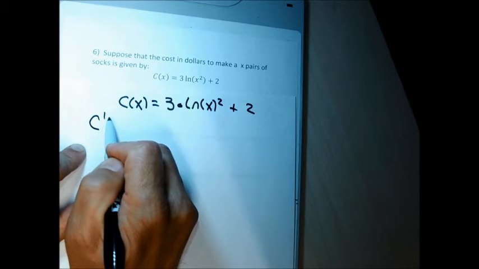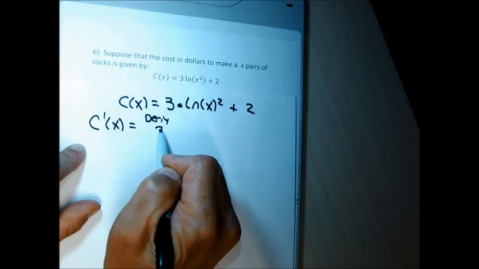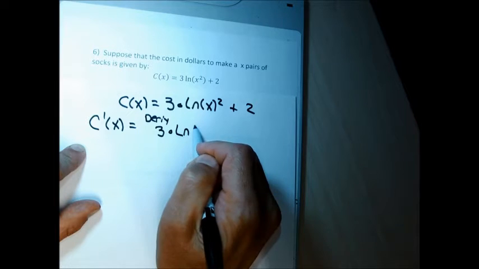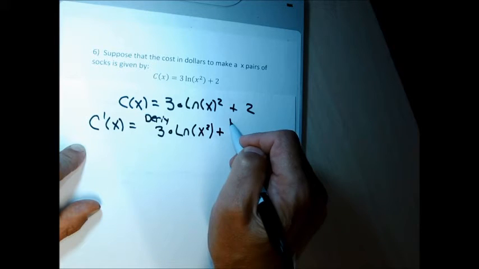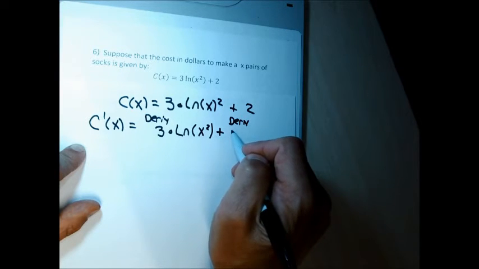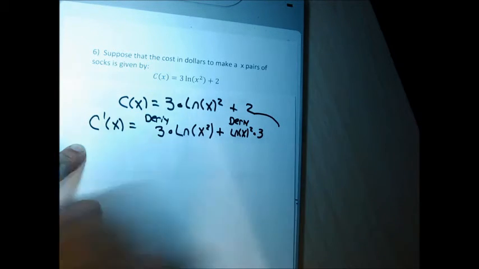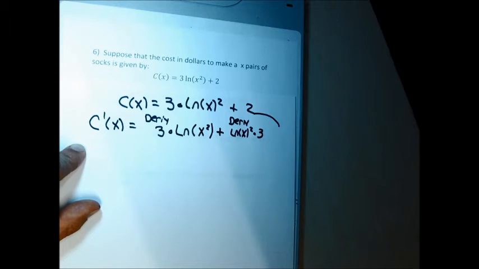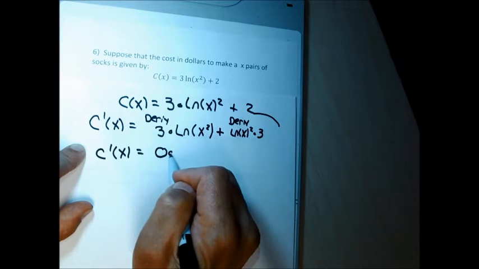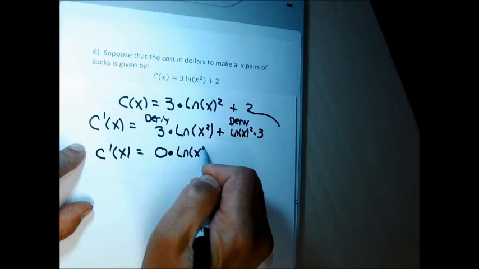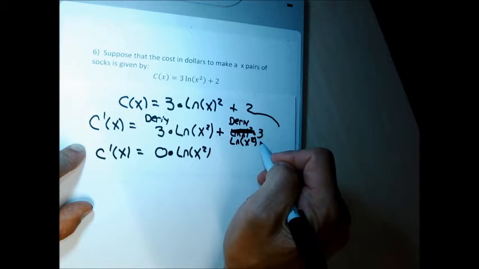So if I'm doing c prime of x, I'm going to do the derivative of the first factor, which is 3, times the ln of (x squared), plus the derivative of the ln of x squared times the 3, and then the derivative of 2 is just 0, so I won't need to worry about it. When I continue this, the derivative of 3 is 0, so I get 0 times the ln of x squared.